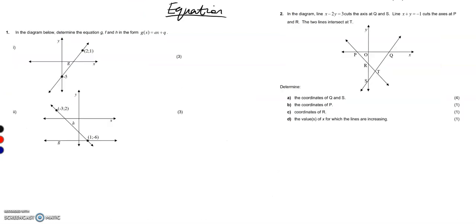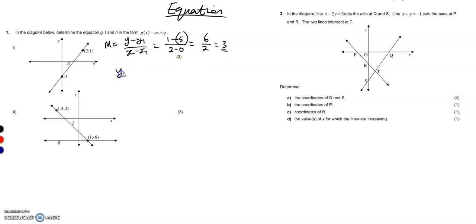Now, let's get to the next question. In the diagram below, determine the equation of g. So we are looking for equations here. How do you get the equation? You must first find the gradient, okay? So for the gradient, m is equal to (y minus y1) over (x minus x1). We're going to use this one as our y1, so we're going to say 1 minus 0, over, changing minus 5, so we're going to put a negative there, over 2 minus 0. Then it's going to give us 6, because 1 minus minus is going to give you plus, 6 over 2, which is going to give us 3. So your gradient, we have it.